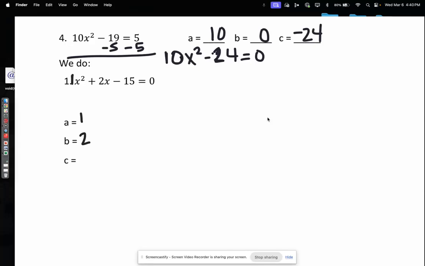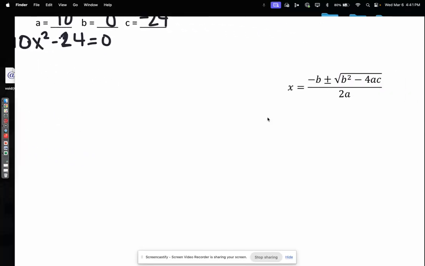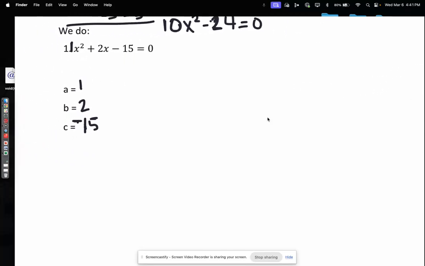A is 1, B is 2, C is -15, and I've been doing this a long time, but I still label my A, B, and C. Over here on your paper, you do have that formula. So it says B is negative. So our B happens to be 2. So we're going to write -2. There's that plus or minus we talked about.